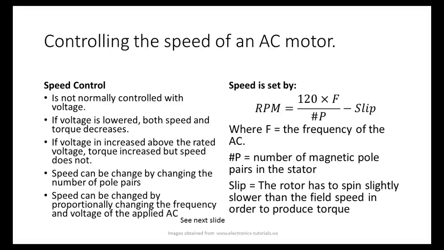Of course, the minimum poles you can have is what? 2. And you have to go in pairs, right? Because you've got a north and south pole. So a 2-pole motor, the field will rotate at 3,600 RPM.